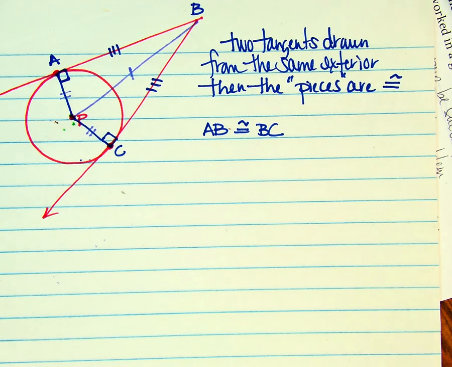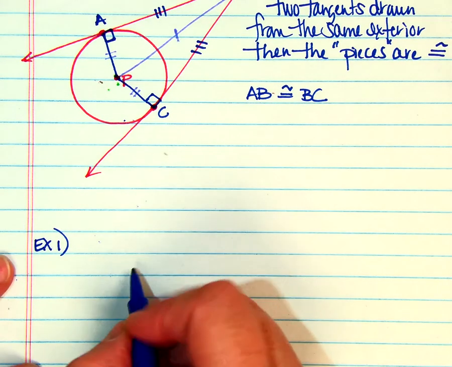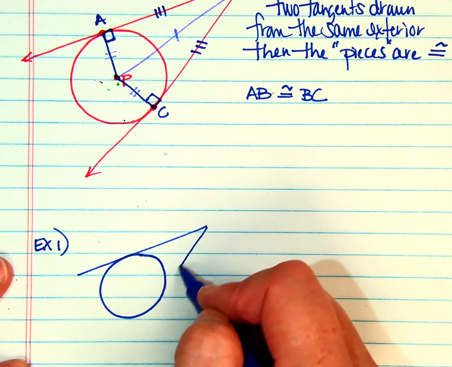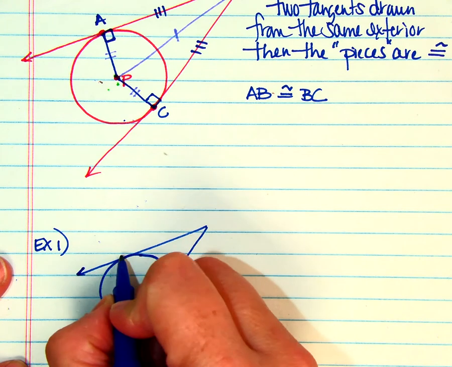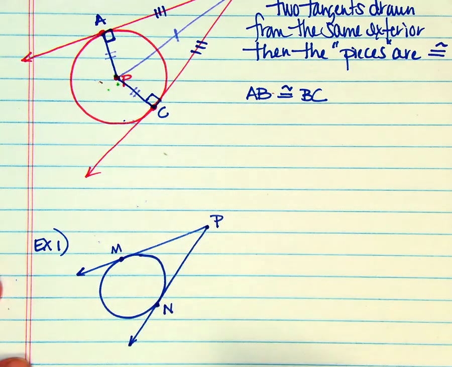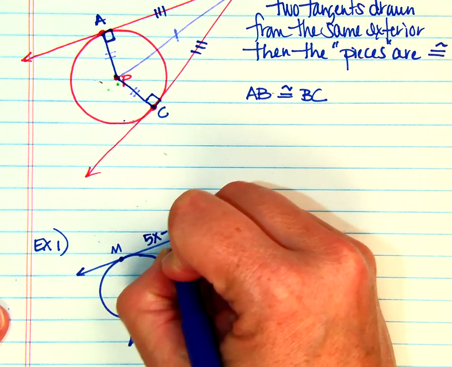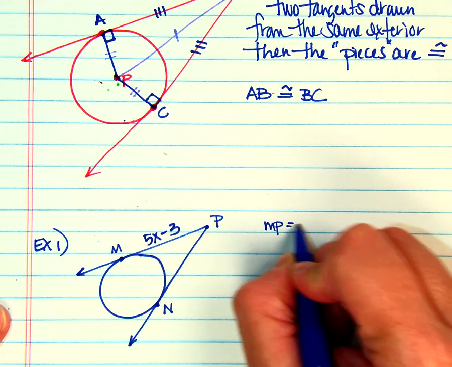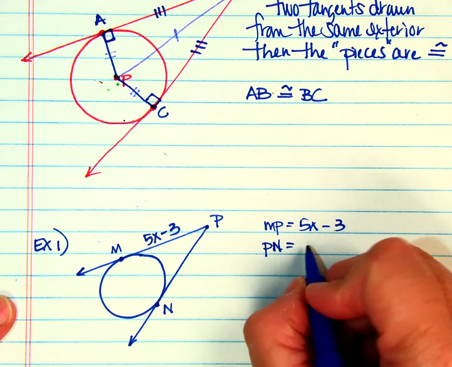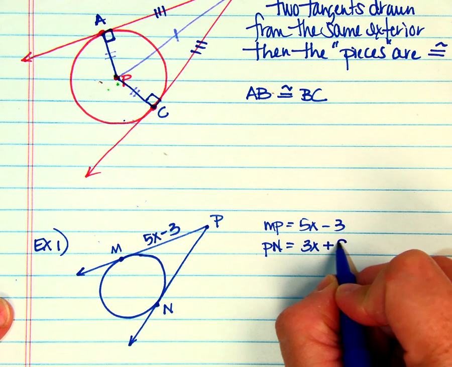So let's do example 1. And we have M, N, and P. And I'm going to tell you that MP equals 5x minus 3. And PN is going to be 3x plus 9.